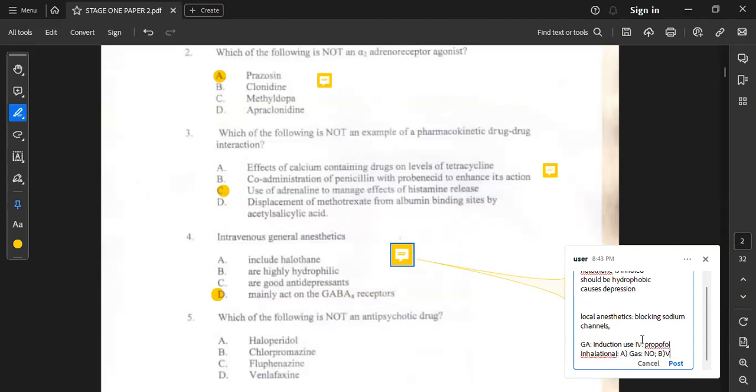And also the factors that affect the minimum alveolar concentration could be blood solubility and the blood gas partition coefficient. And the toxicities could be hepatotoxicity, nephrotoxicity, or malignant hyperthermia.